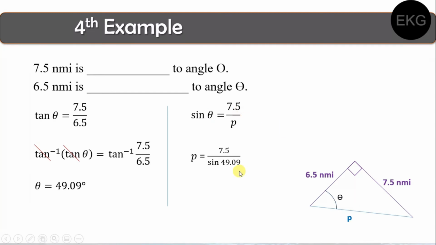So by cross-multiplying this one, yung P pupunta sa ibabaw, ito namang sin theta pupunta sa ilalim ng 7.5. So ito na yung magre-resulta. So sinubstitute natin yung value ng theta na nasolve natin kanina. Then, pag i-input nyo sa calculator, we will arrive on this particular answer. That P, the distance from the origin to the final point, is actually 9.92 nautical miles.